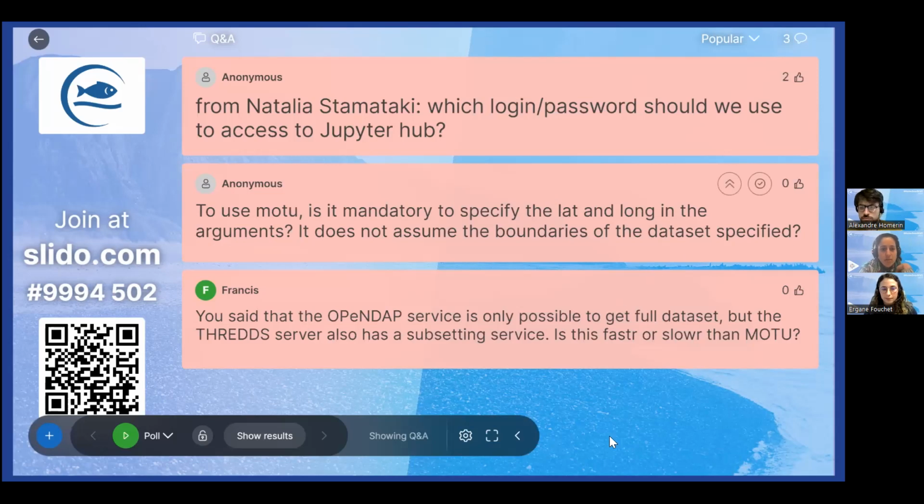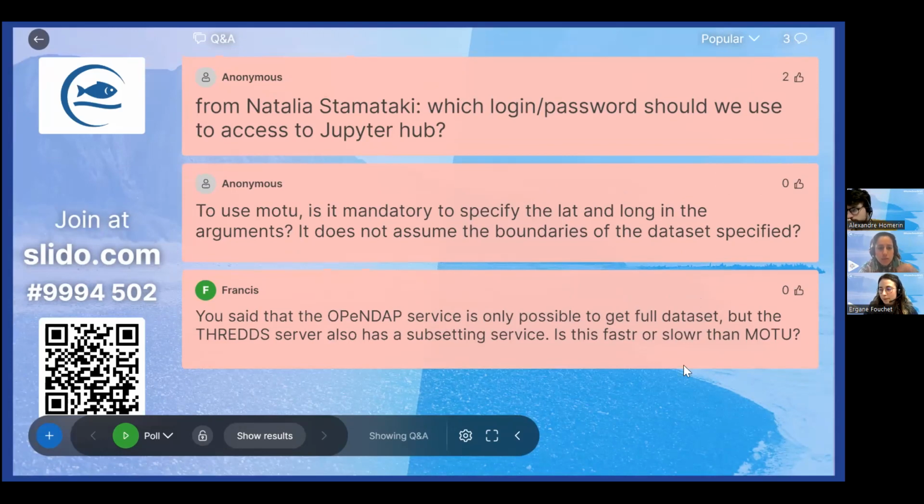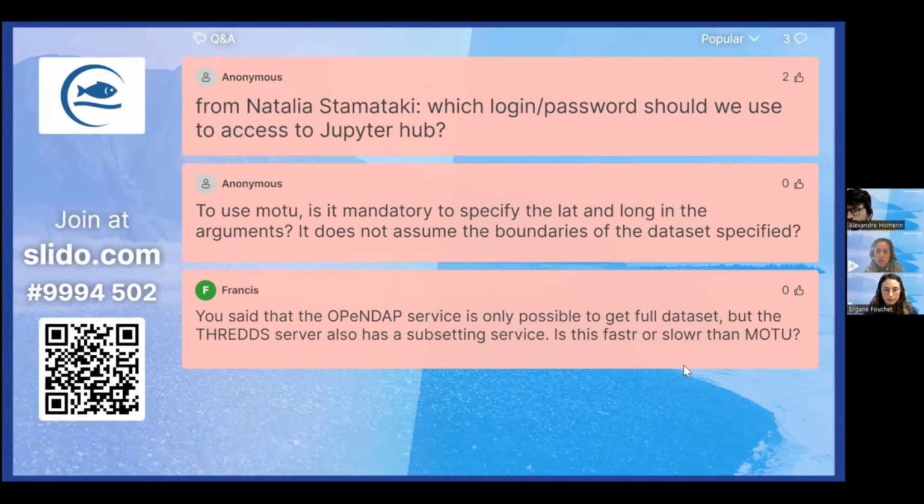Second question, maybe we have time for the other question. Yeah, I think so. To use MOTU, is it mandatory to specify the lat and long in the arguments? It does not assume the boundaries of the data set specified. I don't think you necessarily have to specify the latitude and longitude. I still recommend to do it because then you will end up with very large data sets, and you will probably have memory issues and download time issues if you don't specify an area of interest in your request.